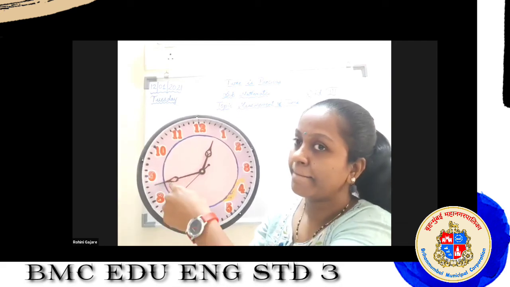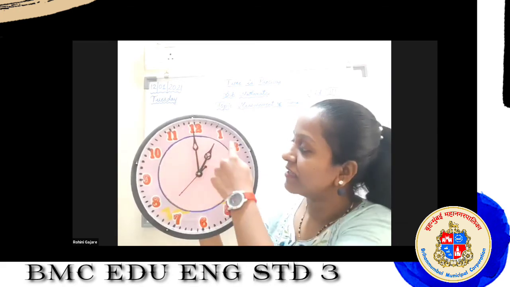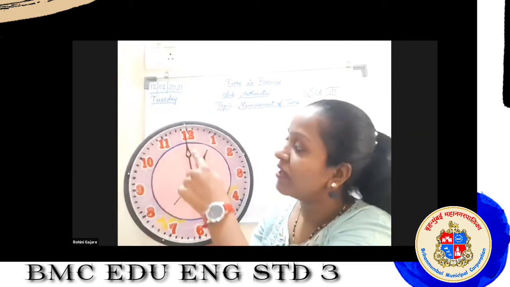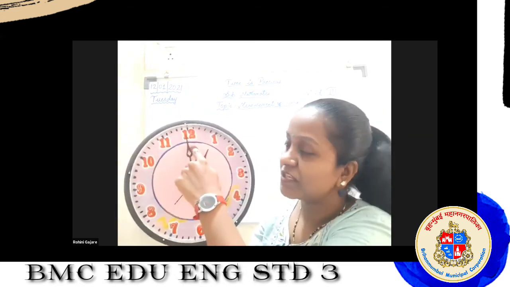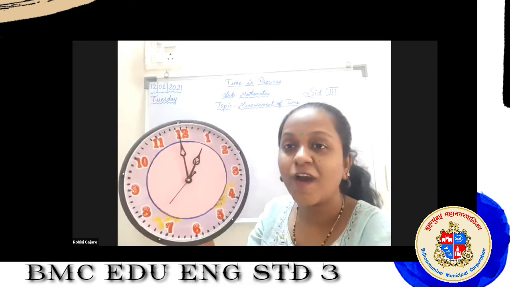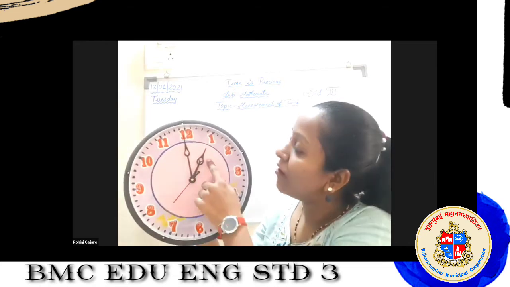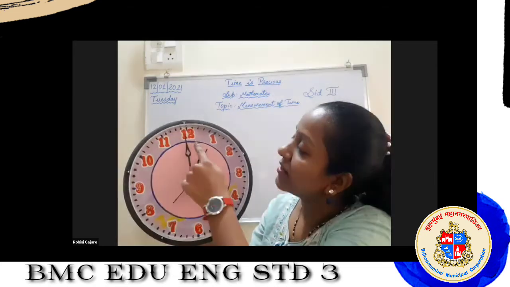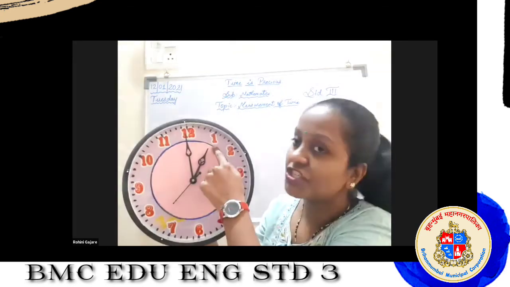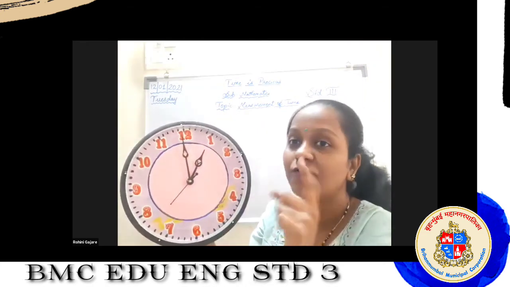See, yes, got it. This is a complete rotation. It takes one complete round, starting from the 12 and ending at the 12. To complete one round, it takes 60 minutes. 60 minutes is equal to 1 hour. Now, see the next number. The hour hand also moves to the next number. After 12, which number came? 1. So the short hand moves to the number 1. So it is 1 o'clock.